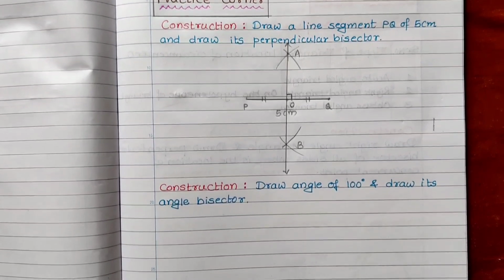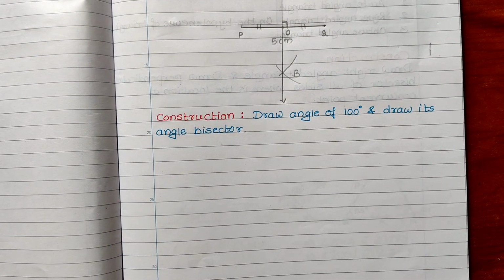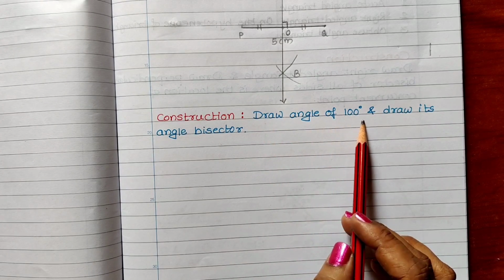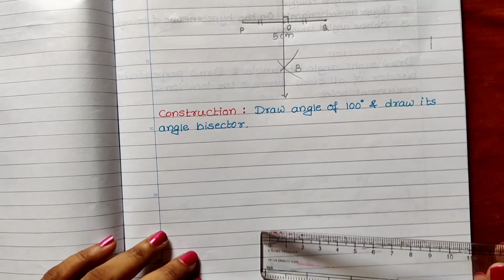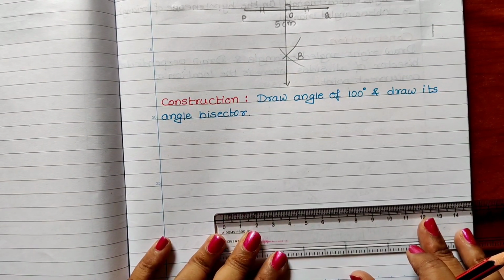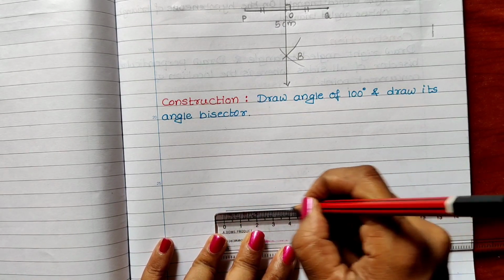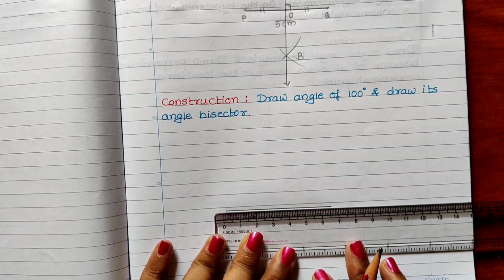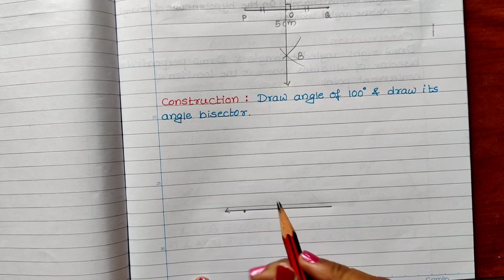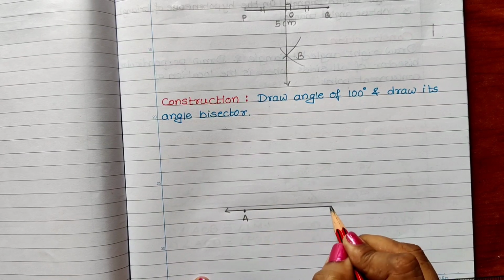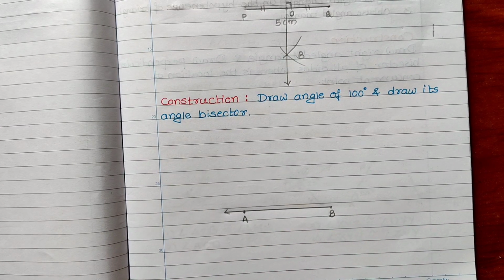Now we will be solving the second activity. The second activity is draw an angle of 100 degrees and draw its angle bisector. So you all know how to draw an angle bisector. First we will have to draw the angle. For drawing the angle we have to draw a ray at the base. It doesn't have any measurement. You can draw a ray of any measurement. Here I have drawn one ray. It may be ray A and this point is B. One side arrow head, other side the end point.